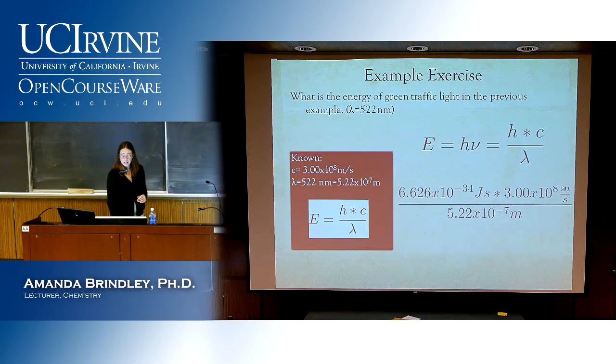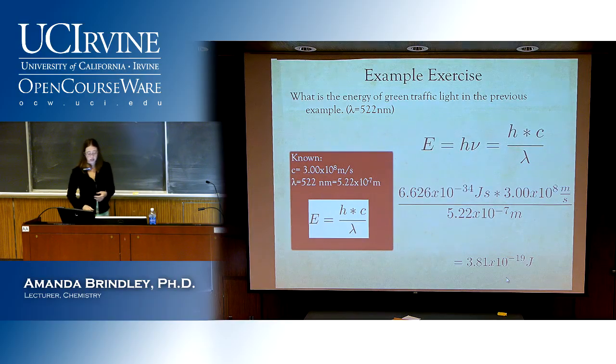So you can watch meters cancel here. You can watch seconds cancel here. And that leaves us with a unit of joules, which is an energy unit. So everything should work out fine. And we get 3.81 times 10 to the negative 19th joules. So we have our right unit and we have our energy. That's the energy of a green traffic light.